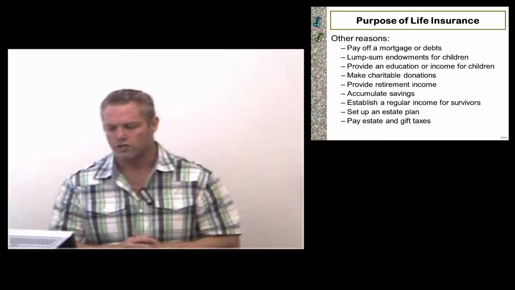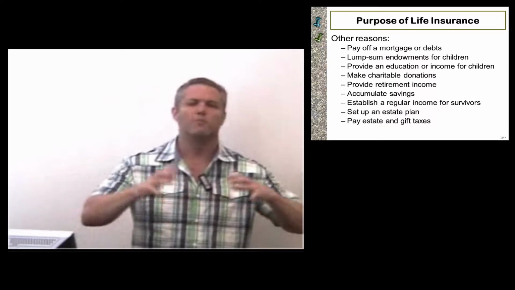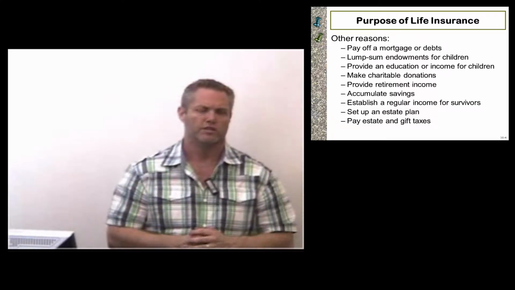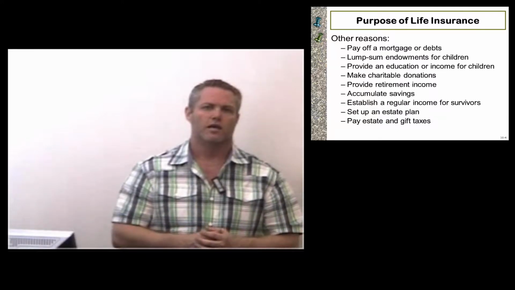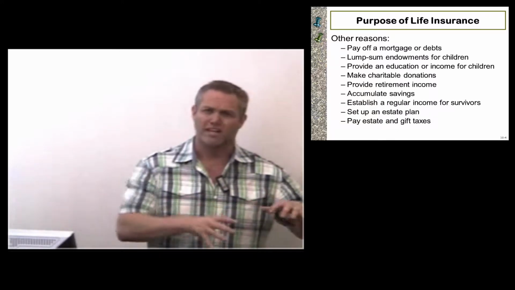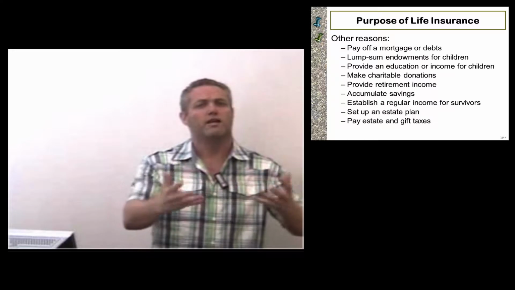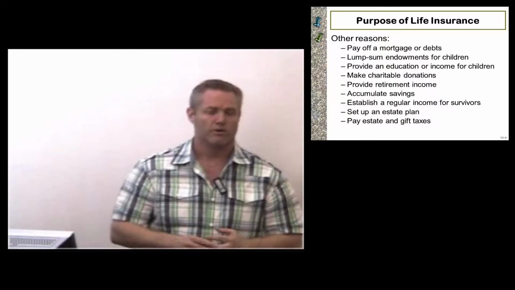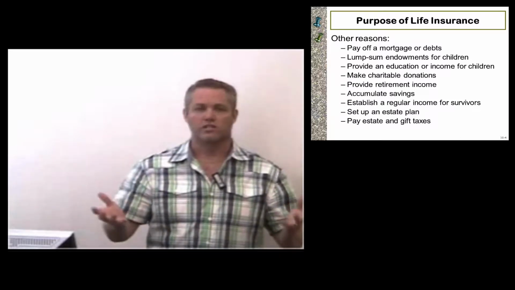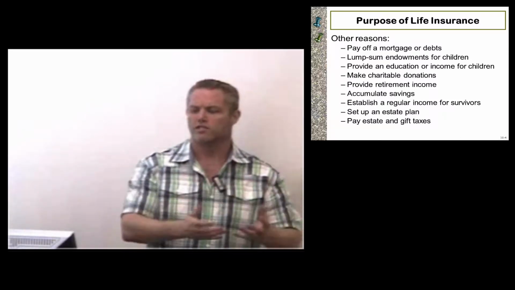Maybe we want to also leave our kids some lump sum endowment for some reason. Maybe we want to leave each of them $100,000 to be able to buy a house. And I think that, my kids are young, but by the time they got to the age to get a house, I would be able to help them with the house. But if I'm dead, obviously I can't help them, so I might want to set that up.